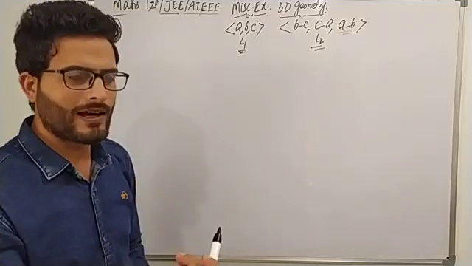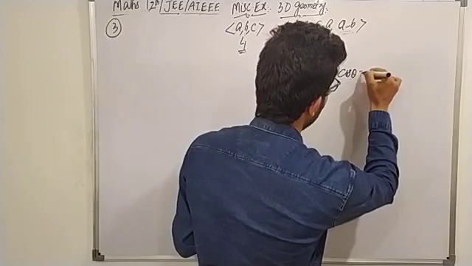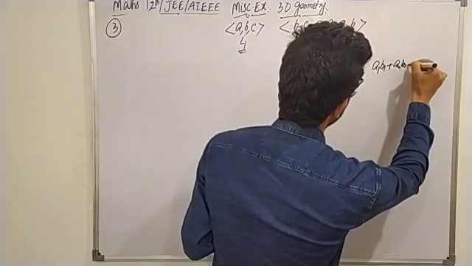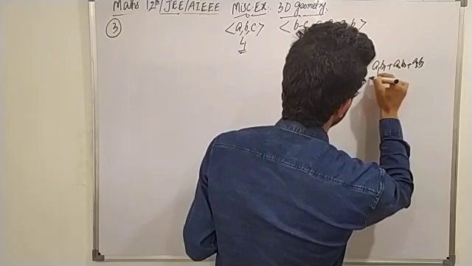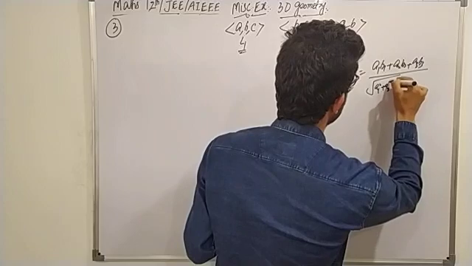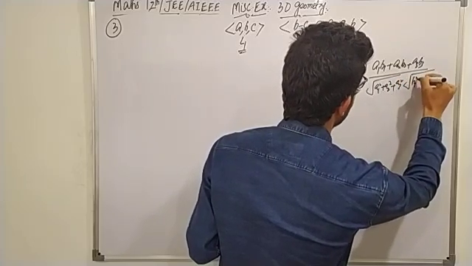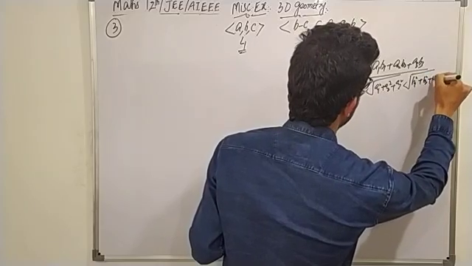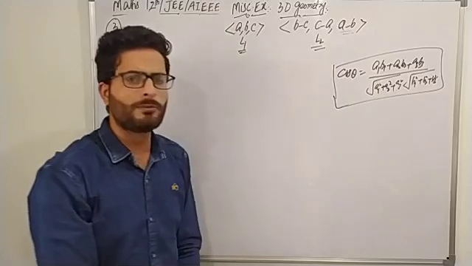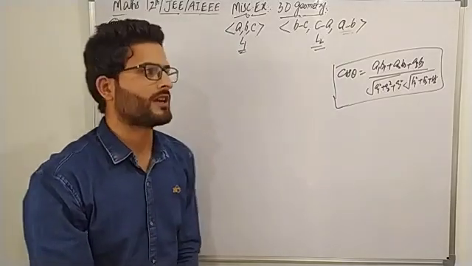So that angle is given by the formula cos theta must be equal to A1 B1 plus A2 B2 plus A3 B3 divided by square root of A1 square plus A2 square plus A3 square into square root of B1 square plus B2 square plus B3 square. This is actually the expression for calculating the angle between two lines when their direction ratios are given.